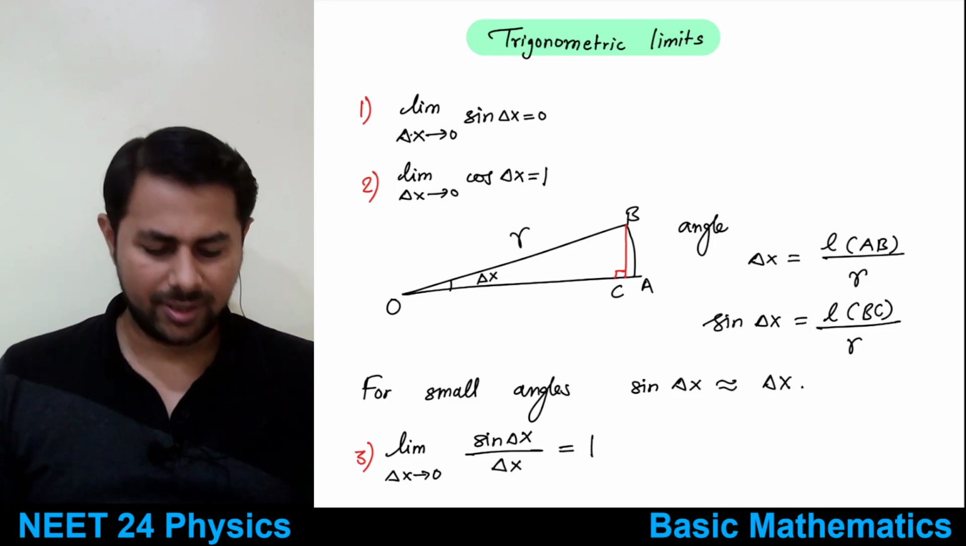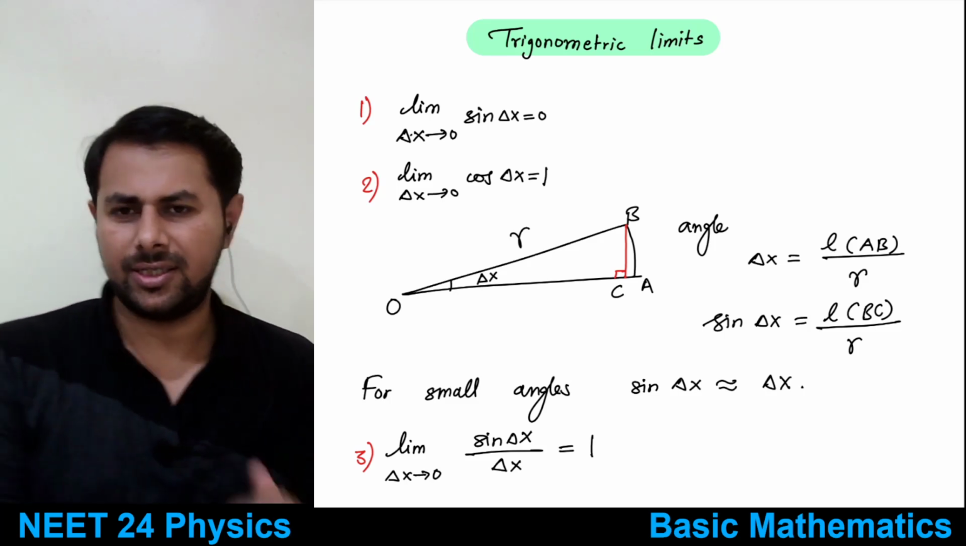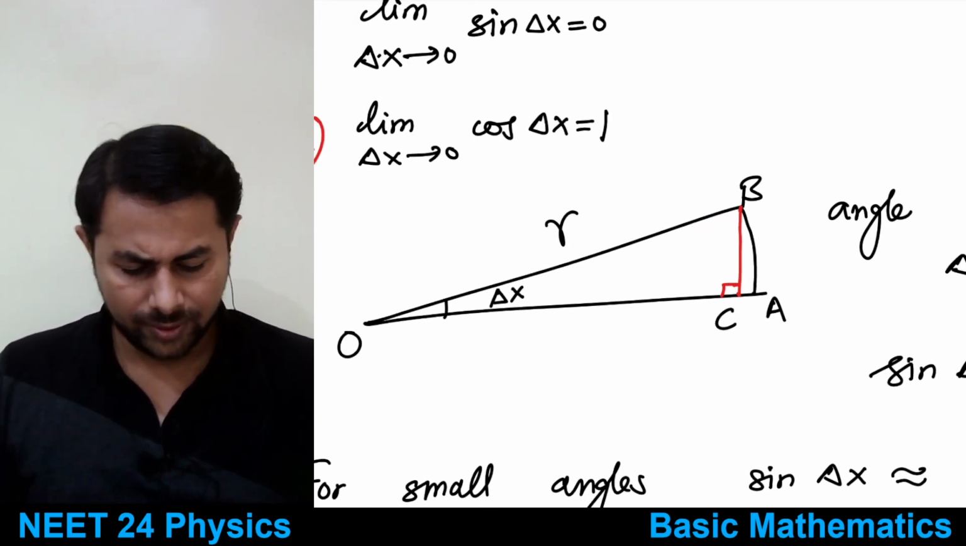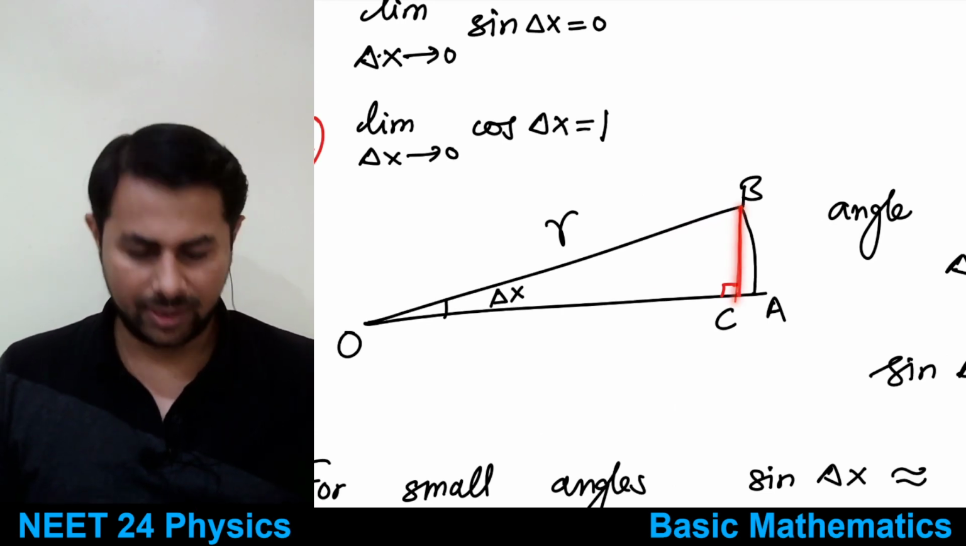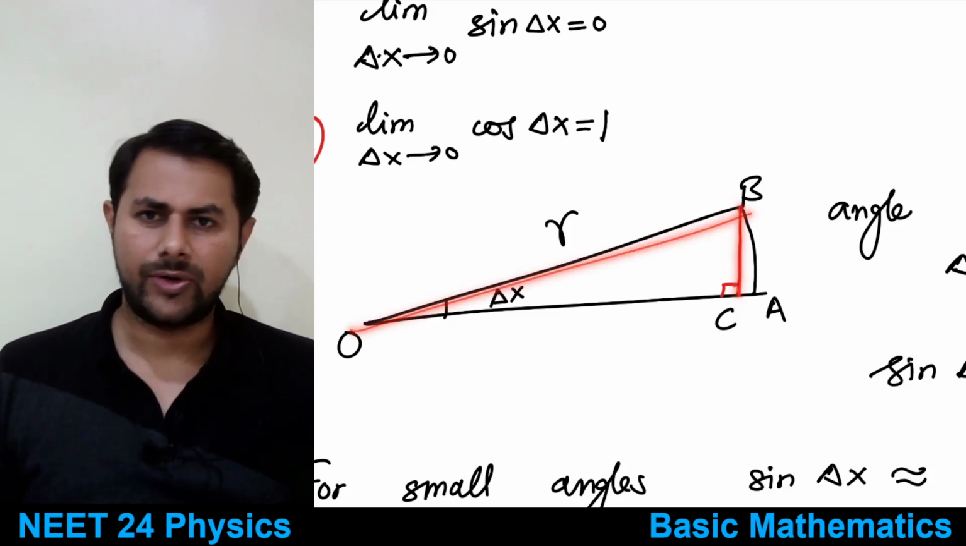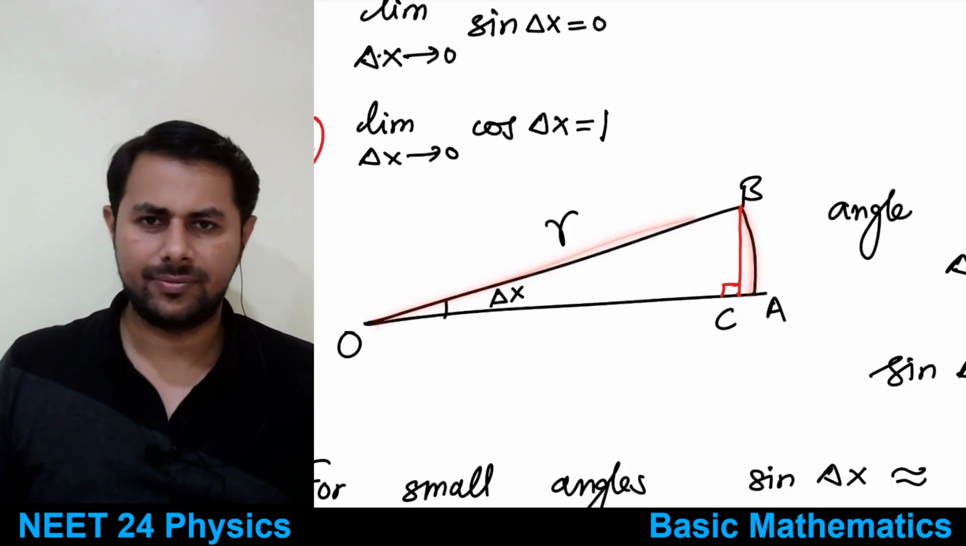By the way, we need to remember that sine of delta x is equal to delta x. It will keep on coming in oscillations, etc. So see here, what is sine of delta x? It's the length of this side BC divided by r. What is delta x? It's the length of AB divided by r, right?